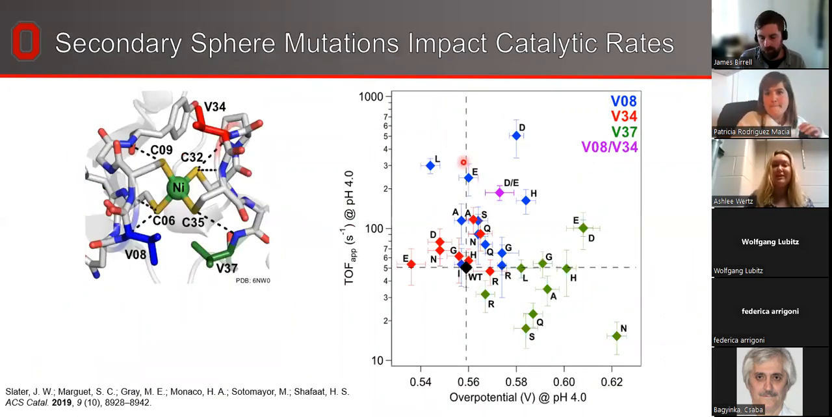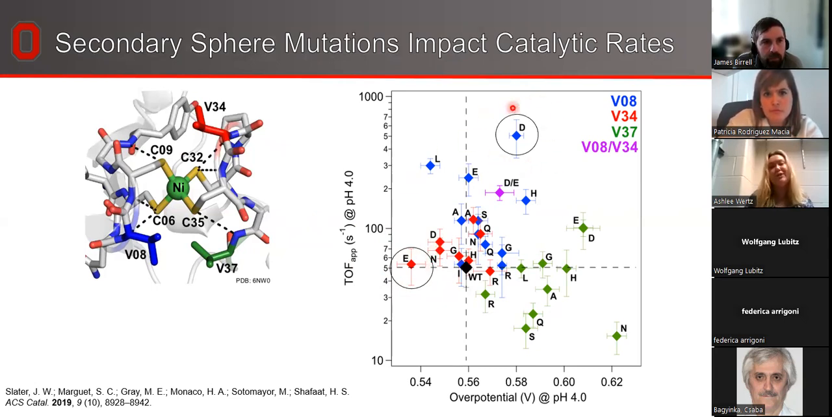One benefit of our system, though, is that we can easily do mutations to the amino acid residues and still retain fold. So that is exactly what a previous student in our lab did, Jeff Slater, and he mutated 3 of the valine residues in the secondary sphere to a variety of other amino acids. In doing this, he was able to slightly lower the overpotential, such as with the C34E mutant, and he was able to significantly increase the turnover frequency, such as with this C08E mutant.